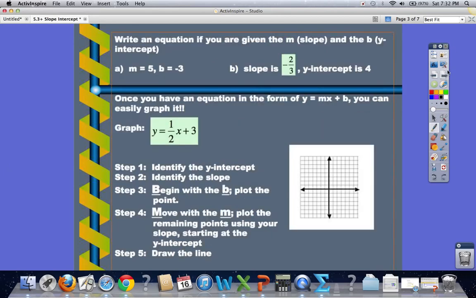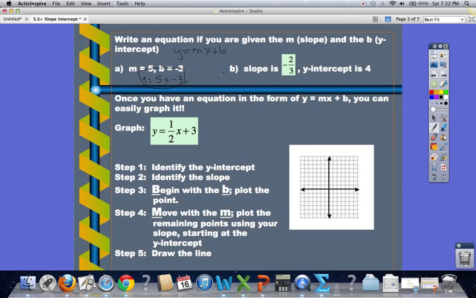All right, let's do the next page. Write an equation if you're given the slope and the y-intercept. You're given m and b. All right, so all we have to do is plug this into our equation, which is y is equal to mx plus b. We've already got everything. So this particular one is going to be y is equal to, our m is 5, there's x, and b is -3. It's that simple.